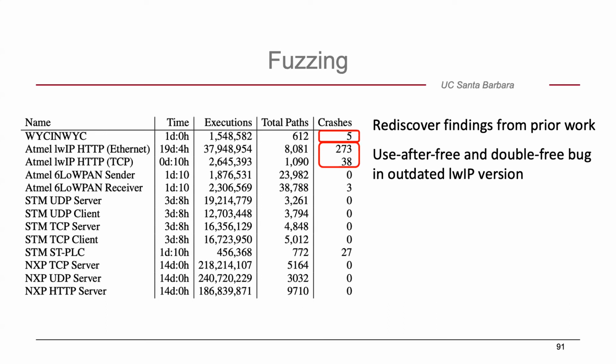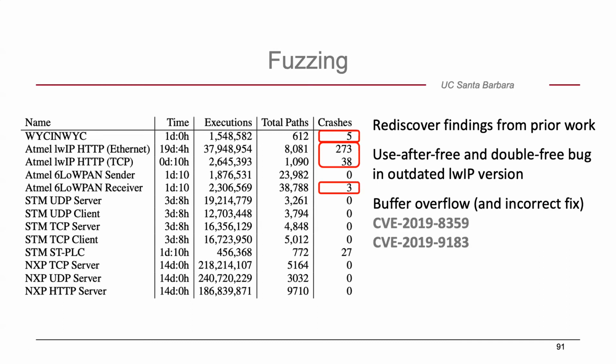like use after free and double free bugs. These were some outdated lwIP versions, buffer overflows where someone was actually trying to fix a buffer overflow, it didn't work, so we found it again. There were like 2 CVEs and a number of other previously unknown buffer overflows, right? So that also really worked. You could basically take real-world firmware, put it in this Hallucinator system, and by just emulating the library functions, use fuzzing to find those real bugs in these firmware samples.